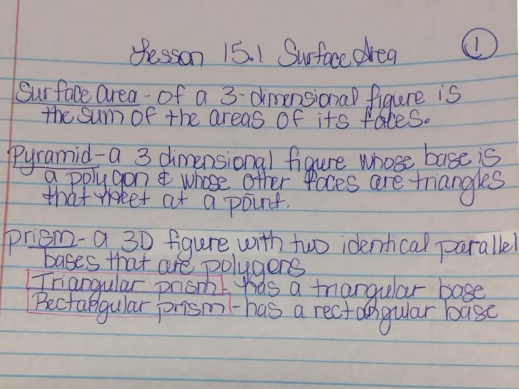Okay, so those are defined by their bases. It could be a triangular prism with a triangle base, or a rectangular prism like a Kleenex box with a rectangular base. Okay, so copy those all down and then we'll move on.